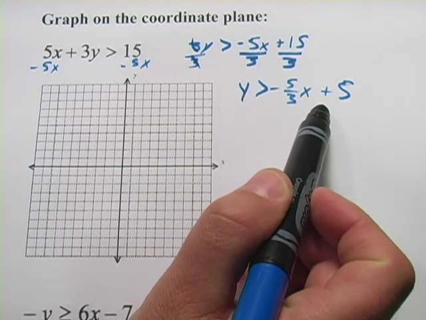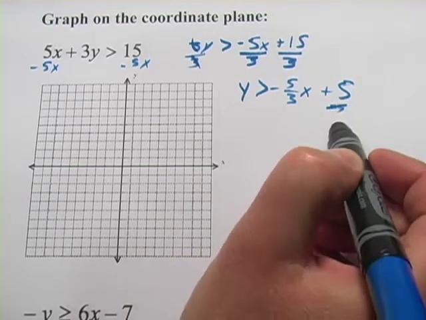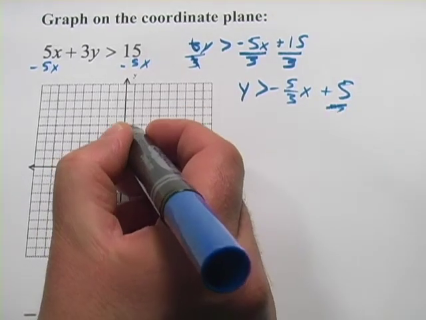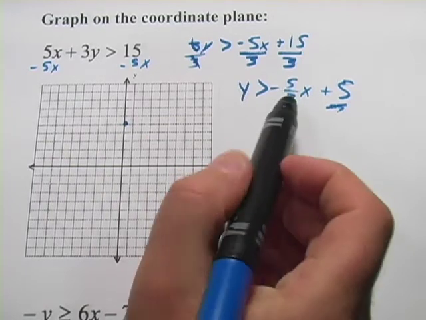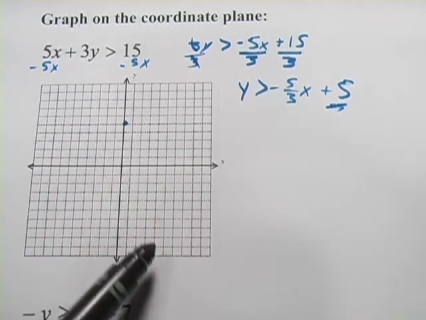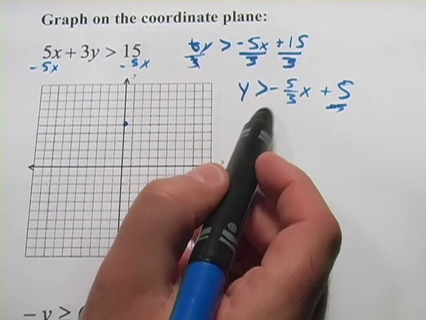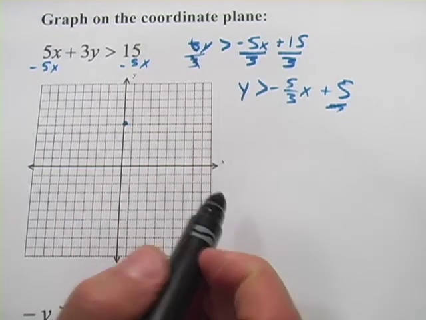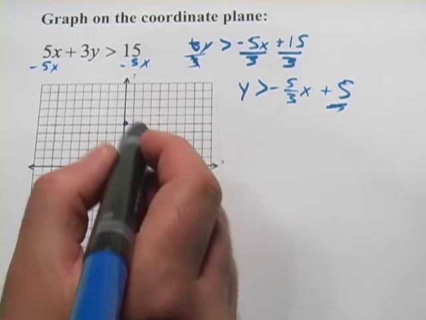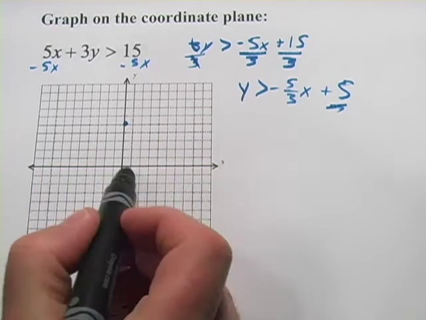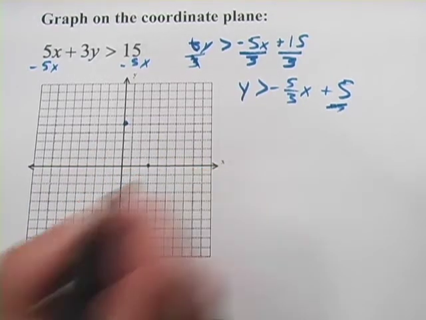Now what we're going to do to graph this is we're going to graph the line y equals negative 5/3 x plus 5. And that has a y-intercept of positive 5. So 1, 2, 3, 4, 5. And then the slope is a negative 5/3, so it's going to be going down. And remember, it's rise over run. So it's going to go down 5 and over 3. So let's count down 5. Well, that would be back down to 0, and over 3. So there's another point on my line.